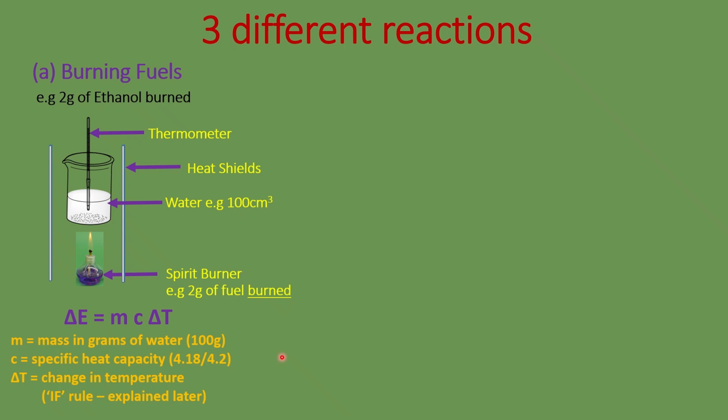And the temperature change is your starting temperature of the water before the flame is started to burn, and then you measure the temperature rise, and then you turn off the flame and put a lid on it, and that's your final temperature the water reaches. So for the temperature change, although temperature should be in Kelvin, we can use degrees centigrade here.